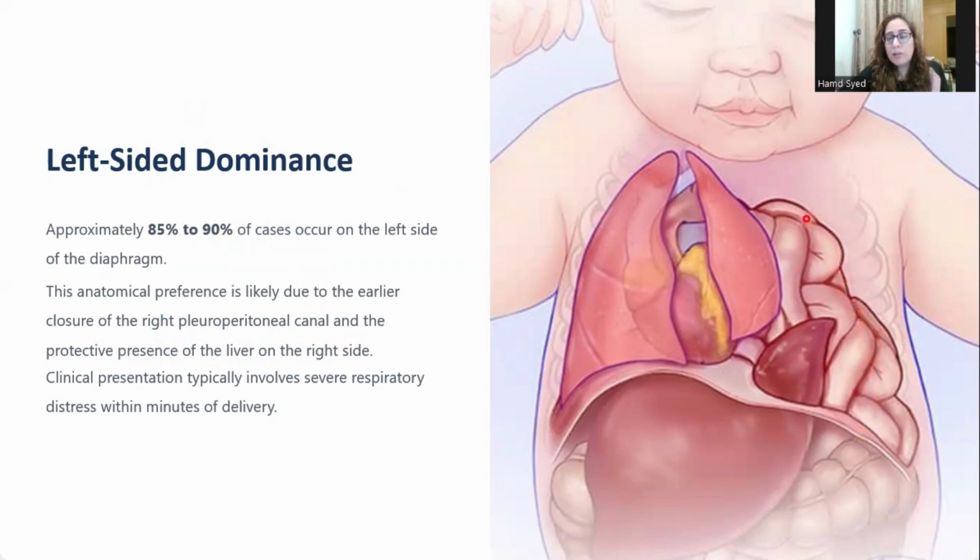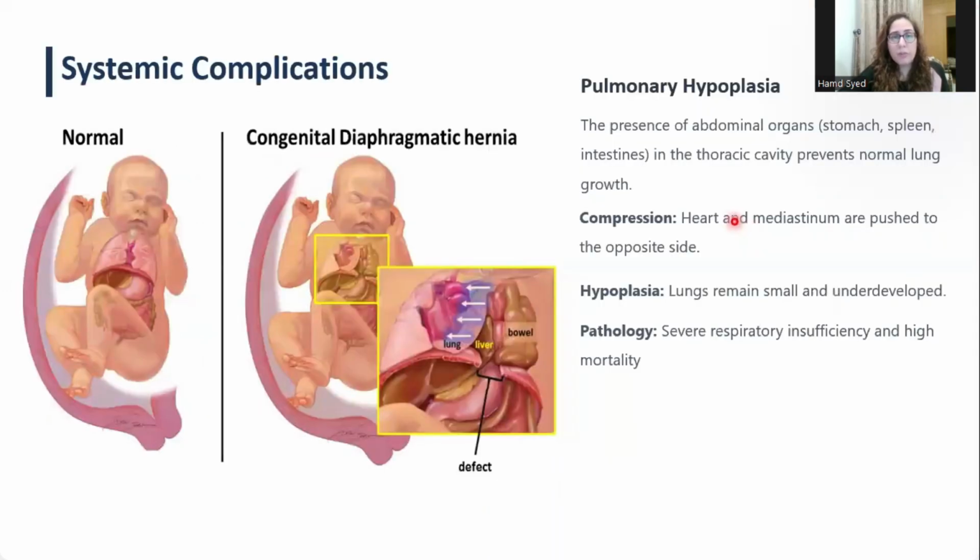Now you can see over here, as the intestinal contents have entered the thoracic cavity, they are going to cause a compression effect on the lung. And this will lead to severe respiratory distress. So the compression effect on the lungs causes the lungs to remain underdeveloped, which is known as hypoplasia. So here you can see the bowel as it has passed through this diaphragmatic defect, the herniated bowel that is now causing a pressure effect on the lungs, and the lungs remain hypoplastic, causing severe respiratory insufficiency, and that directly leads to high mortality at birth.